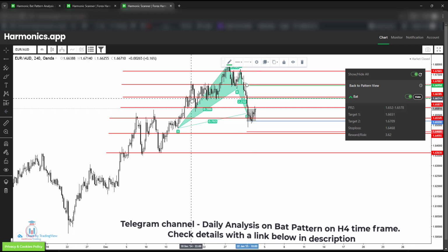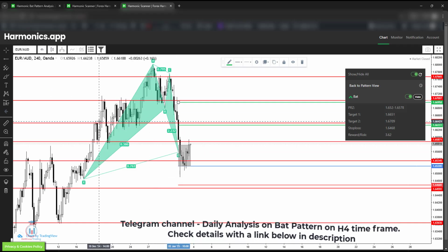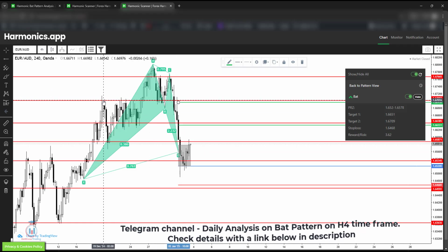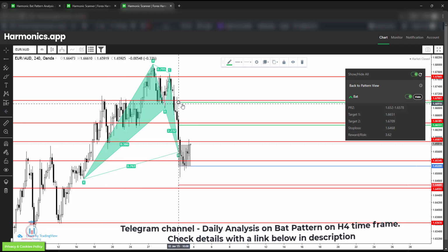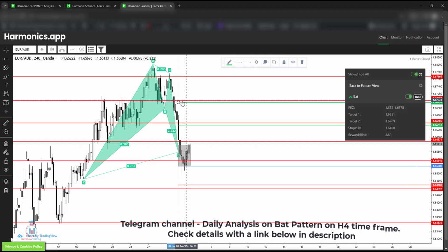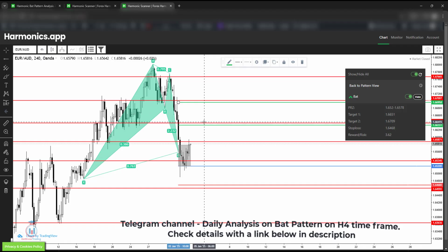We can see how the price has behaved in the past. Let's zoom in a little bit. The price usually reaches this next resistance, which is here. So I would like to be on the safe side and also trigger the second take profit as a valid one. We'll see how the price will behave on these resistance levels.